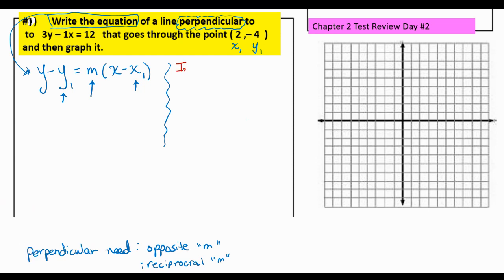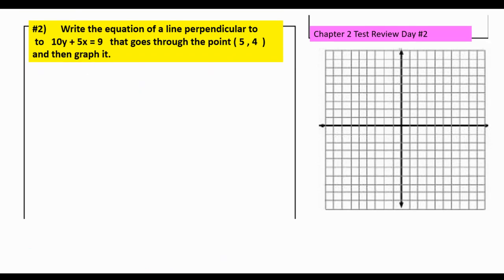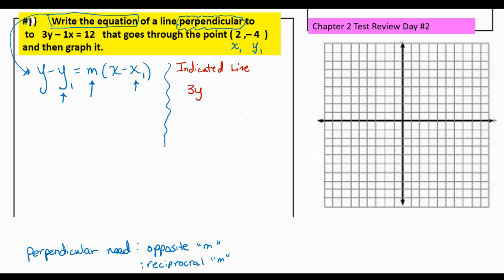So we take the indicated line. You can also call that the given line. Whoops. It's 3y minus 1x equals 12. We're going to solve for y. And you should know what that means, right? We're going to pop over the 1x, so add 1x.